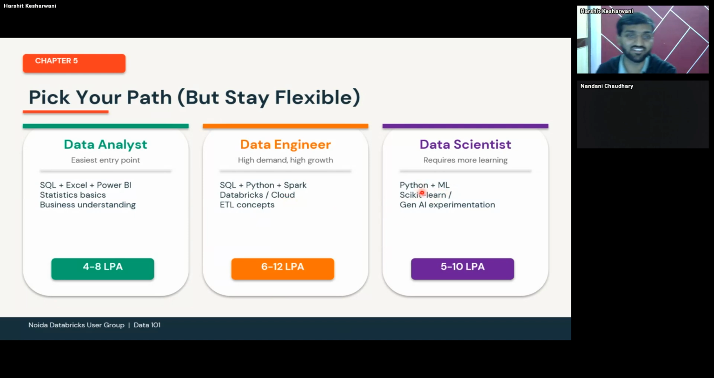Let's first discuss the data scientist. For data scientist as well, you need to know Python, then you need to know ML. You can learn libraries like scikit-learn, TensorFlow, and from the Gen AI world, I would strongly recommend everyone should get into Gen AI experimentation. What I mean by Gen AI experimentation: you should learn how to create vector databases. If you want to get into data scientist, you should learn how ChatGPT is working from the backend.